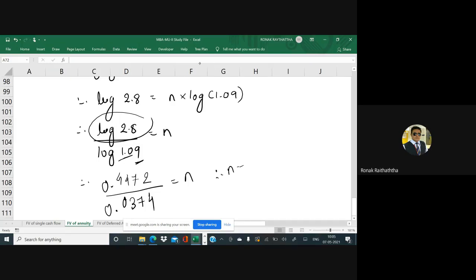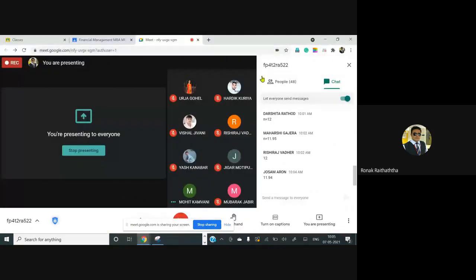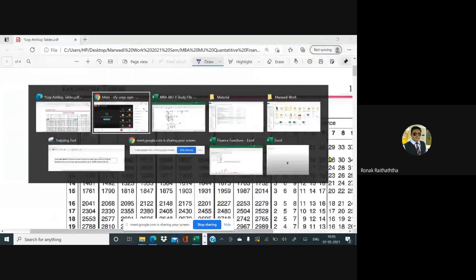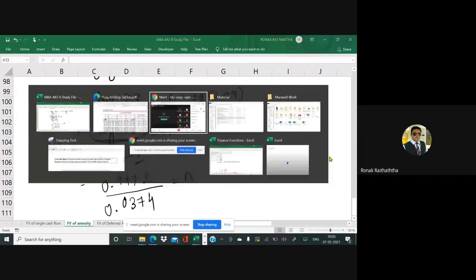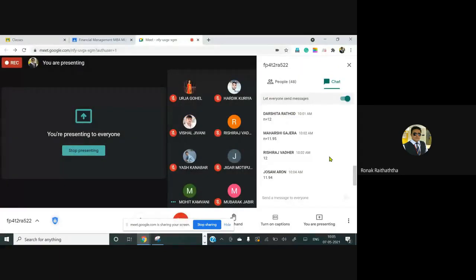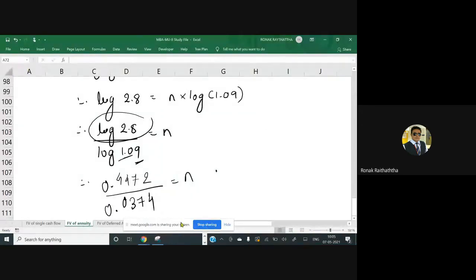How many have we got? Some people have already got it. 11.94, 11.95, Mr. Maharshi. Miss Darshita has got 12, so approximately 12 would be the answer. Is everyone getting the same, please? May I have the confirmation from all the students? Yes, sir. Really nice. Good to see. Let's move ahead. Go to the next question.